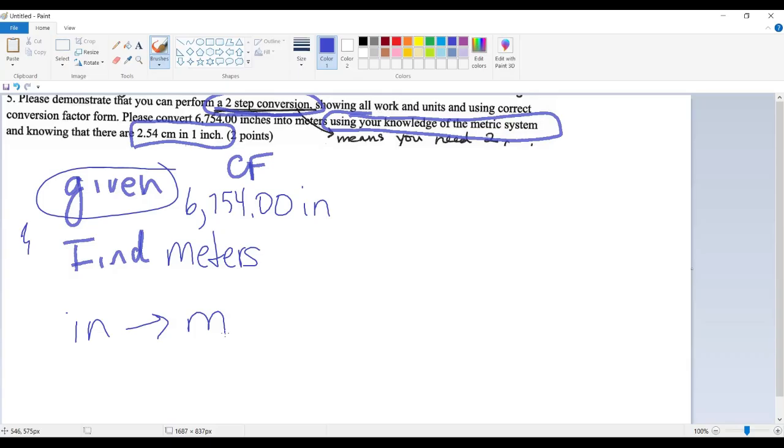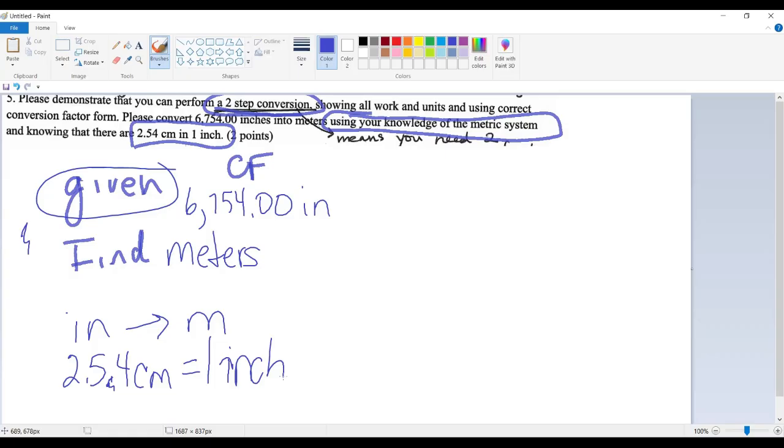So I often describe this as a map, right? How do you get from point A to point B to point C? Okay, I need a path that goes to meters from inches. Here is my first conversion factor. It's given to me in the problem. This conversion factor has centimeters and inches. So this conversion factor will get me between inches and centimeters.